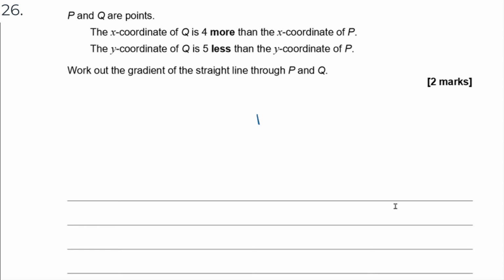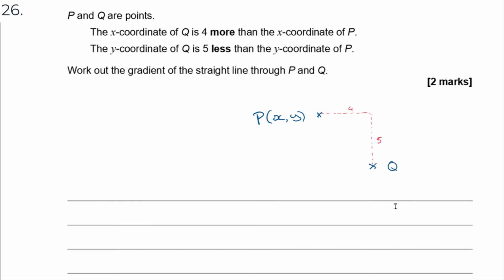Okay. Now let's create a general point P which has got coordinates x and y. So if that's my point there, then I know that Q is 4 more than P in the x direction. So it's going to be like 4 units in that direction, isn't it, away from P. And its y coordinate is 5 less than the y coordinate of P. So I'd have to be going down 5 to get to Q. So Q is going to be down here somewhere, isn't it?